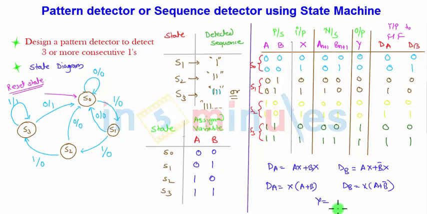And finally the output Y. This is the K-map. It is clear that it is common for these two cases, for which AB is common, X is variable, so it is AB. So these are the three equations we need to implement, DA, DB and Y, through which we will be able to realize the sequence detector.